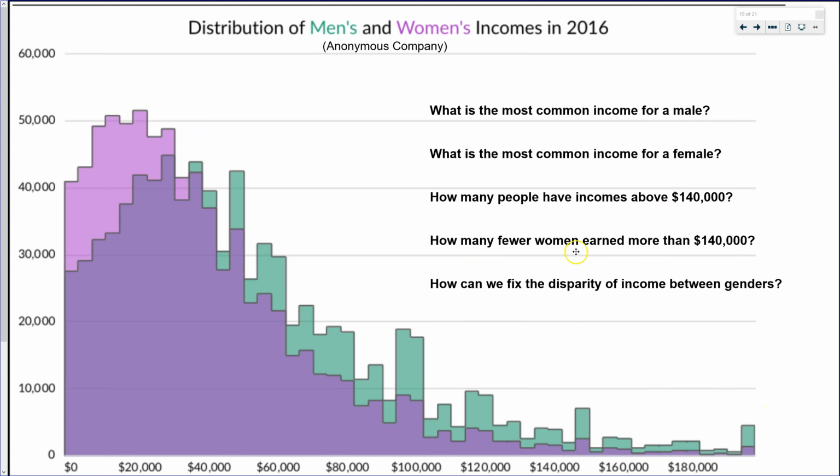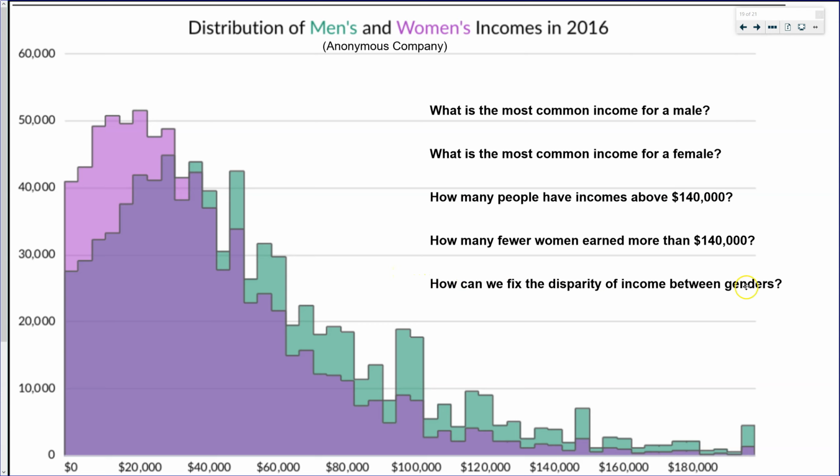How many fewer women earn more than 140,000? So we distinguish between male and female there. We'd figure out how many males earn that much, and we figure out how many females just by adding up the heights of the bars again and then subtract those two. And then we can make more meaningful conclusions or ask more meaningful questions.